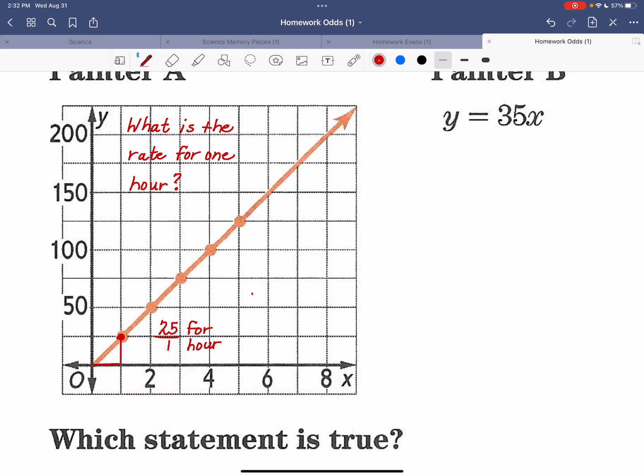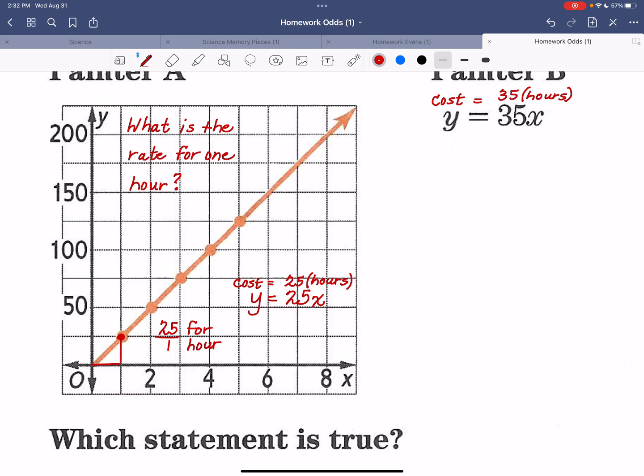The equation for this one is 25 times the number of hours you want to do. So this is saying the cost is $25 times the number of hours you're looking at. This is saying the same thing. And because these are saying the same thing, I can compare right here.